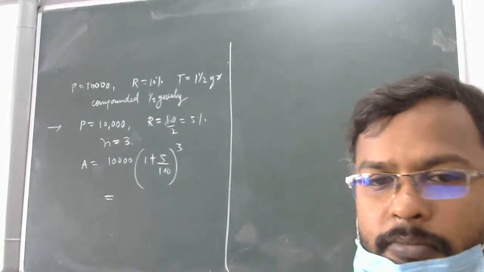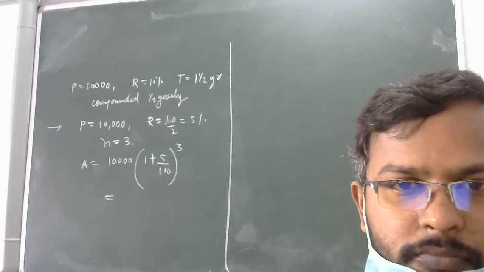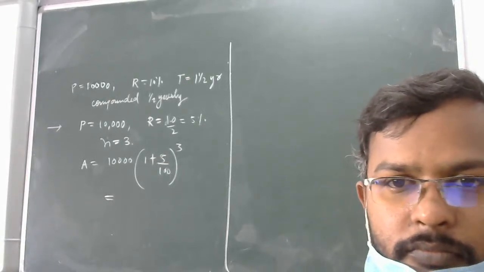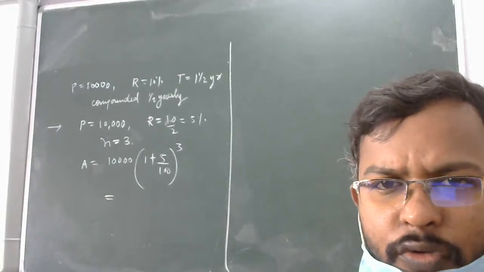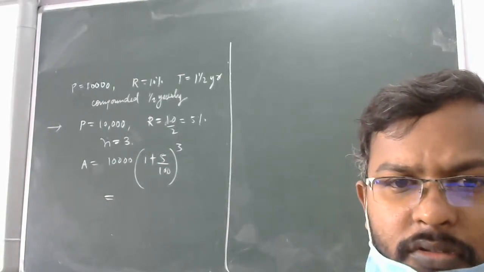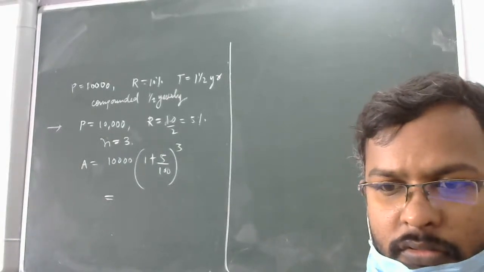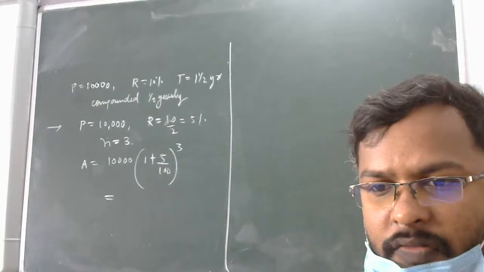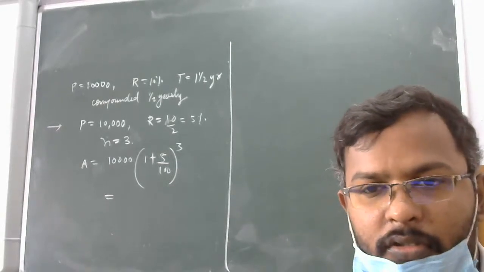65,302 divided by 25. What is the time? 25. 12. Okay. Check it.